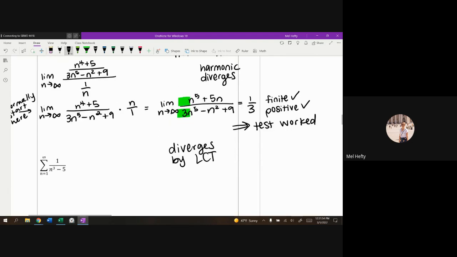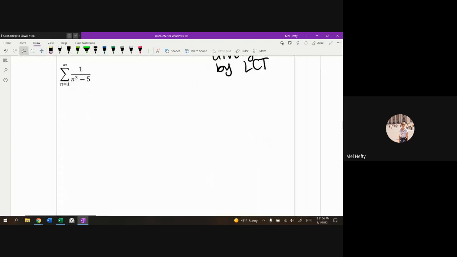All right, let's try this one more time to make sure we've got it cemented in our head. Actually, this is a good example. This one kind of looks like direct comparison, right? Let's talk about why that wouldn't work. What would you compare it to? Either way, 1 over. All right. Do you guys like Brandon's 1 over n cubed?